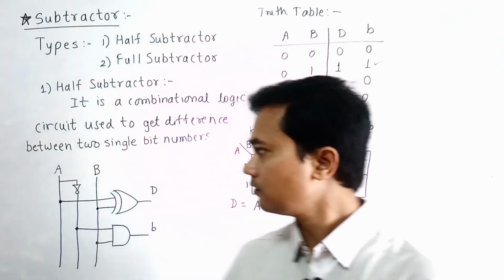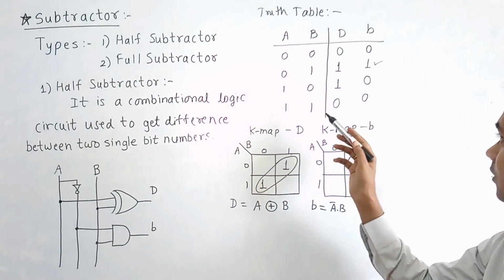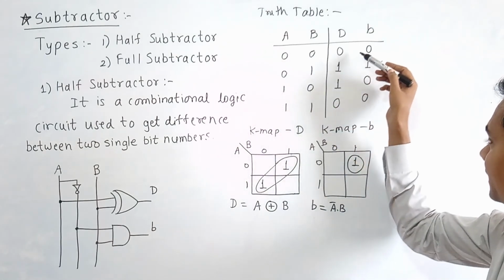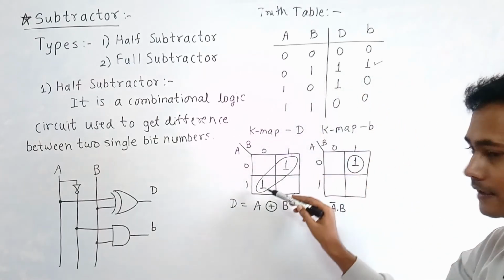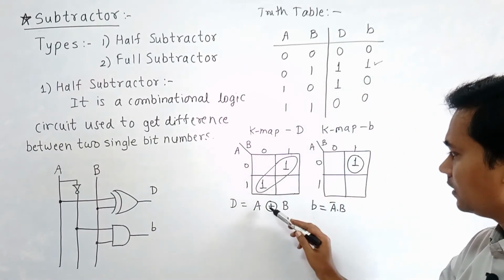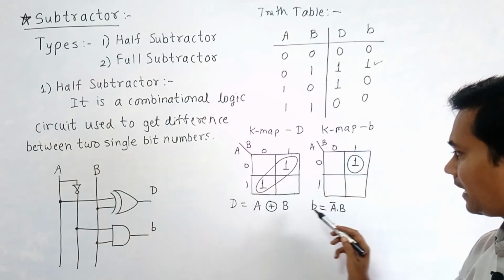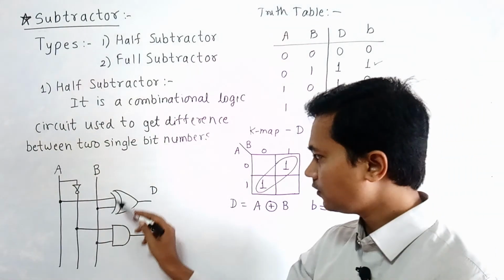First thing is we have drawn the truth table of half subtractor. From this truth table, wherever we are having ones in the output equations, we have just written them into the K map, and from this K map we have grouped the ones, and from these ones we have obtained the expression, and finally we have implemented this expression in terms of logic gates, okay.